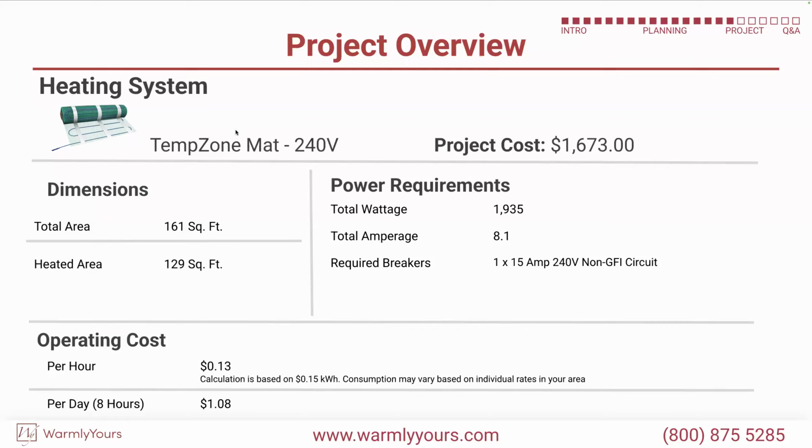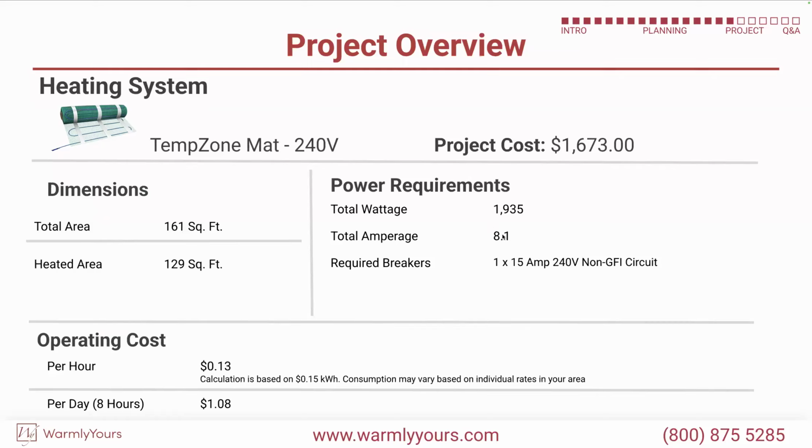One other thing on this page I want to take note of is the dimensions. Total area is 161 square feet. Remember, we don't heat 100% of the area. That's why the heated area says 129. It's a portion of that larger 161. So if we take a look at this, this is 240. We chose 240 for a reason, not because 240 is more efficient, not because it heats up faster, but because 240-volt will draw half the amperage of 120-volt.